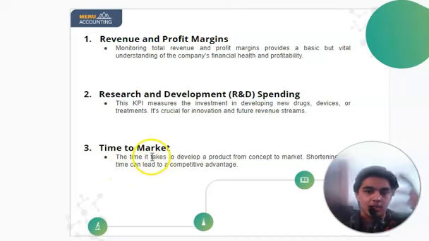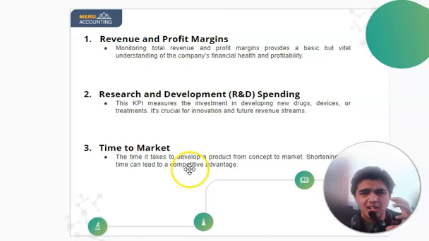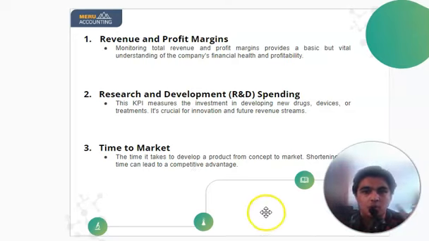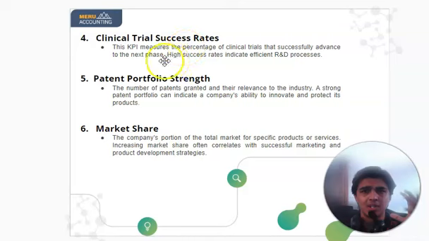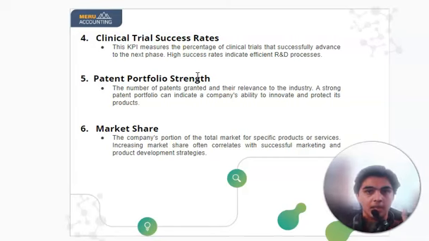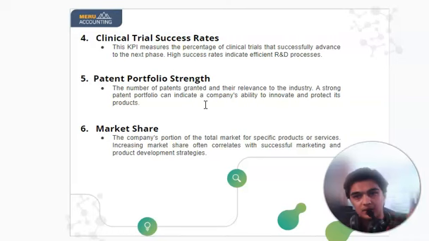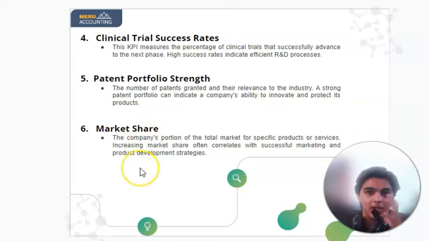Time to market. This indicator will measure the time it takes to develop a product from the concept to presenting it to the market. The shorter the time, the more advantage you will have as a competitor. Clinical trial success. This indicator will measure the percentage of clinical trials that successfully move to the next phase. Okay. Patent portfolio strength. This indicator calculates the number of patents that are granted and their relevancy to the industry. A strong patent portfolio can indicate a company's ability to innovate and protect its products.